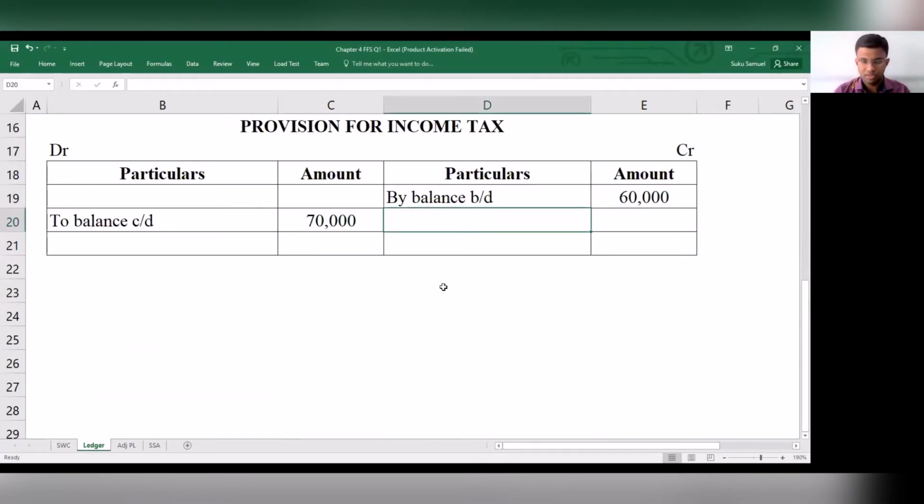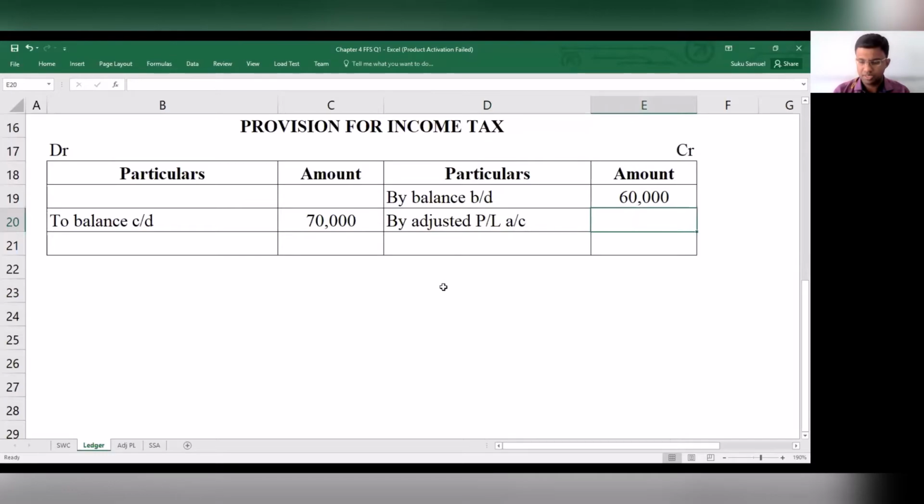So how much would that be? That is 50,000. Which side will that fall? That will fall on the credit side. Why is it on the credit side? Because please remember, debit all expenses and losses, credit all incomes and gains. Since you're adding here, it will be a gain. So here it will be by adjusted profit and loss account.